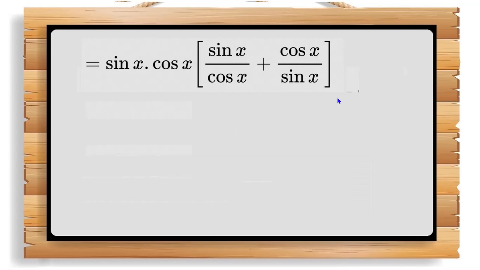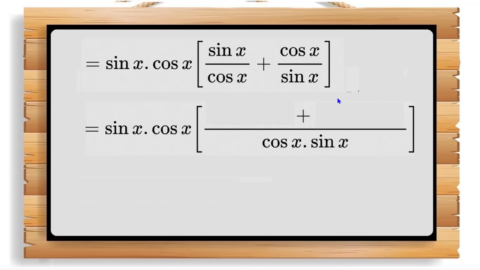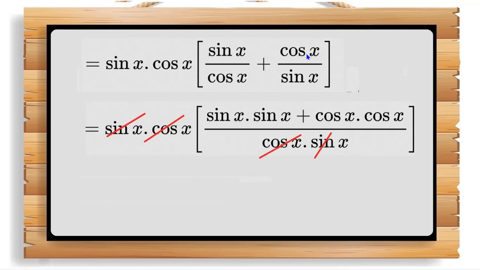Next step is simplification. What is the LCM for the right part? Here cos x sin x is the LCM, and taking the LCM, it will become sin x into sin x plus cos x into cos x. And now sin x cancels, cos x cancels, and what will remain? Sin square x plus cos square x. What is sin square x plus cos square x? Which is equal to 1.